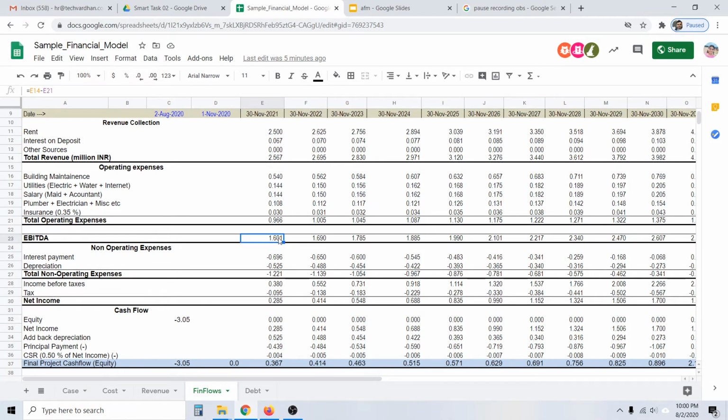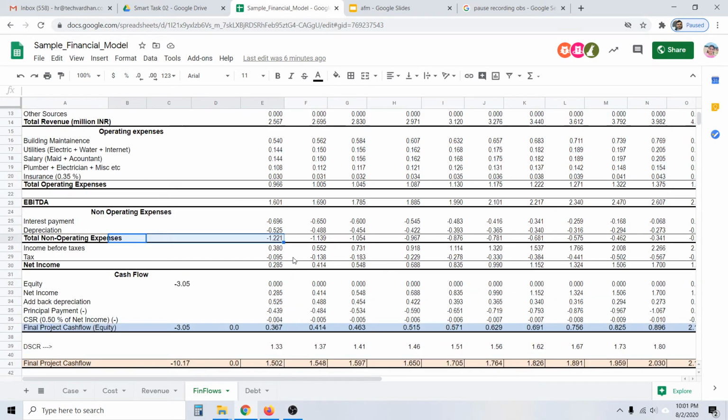Now from this EBITDA, you need to subtract the interest payment and the depreciation. Okay. Depreciation is non-cash expense. You need to separate that. Now that is the total non-operating expense, the non-cash expense. Now, when you subtract that, EBITDA minus this non-operating expense, then you get the income before tax and then net income. Okay, so this is the net income what you have.